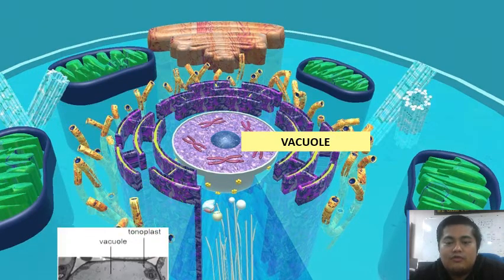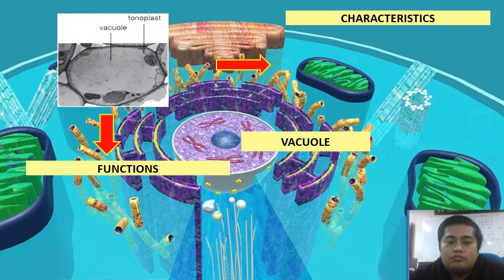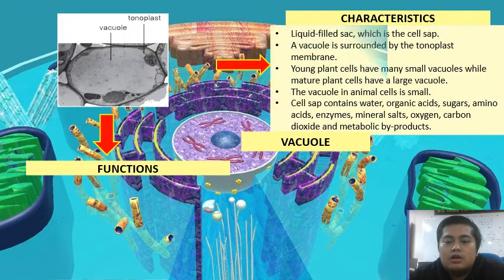So next we have our vacuole. So vacuole is a liquid filled sac which is the cell sap. The vacuole is surrounded by tonoplast membrane. A young plant cell may have small vacuole while the mature plant cell has a large vacuole. So vacuole in animal cell is small or sometimes it doesn't exist at all. So kadang-kadang dekat dalam kita punya animal cell ada juga kehadiran vacuole, cuma kadang-kadang saiz dia kecil ataupun dia tiada langsung.